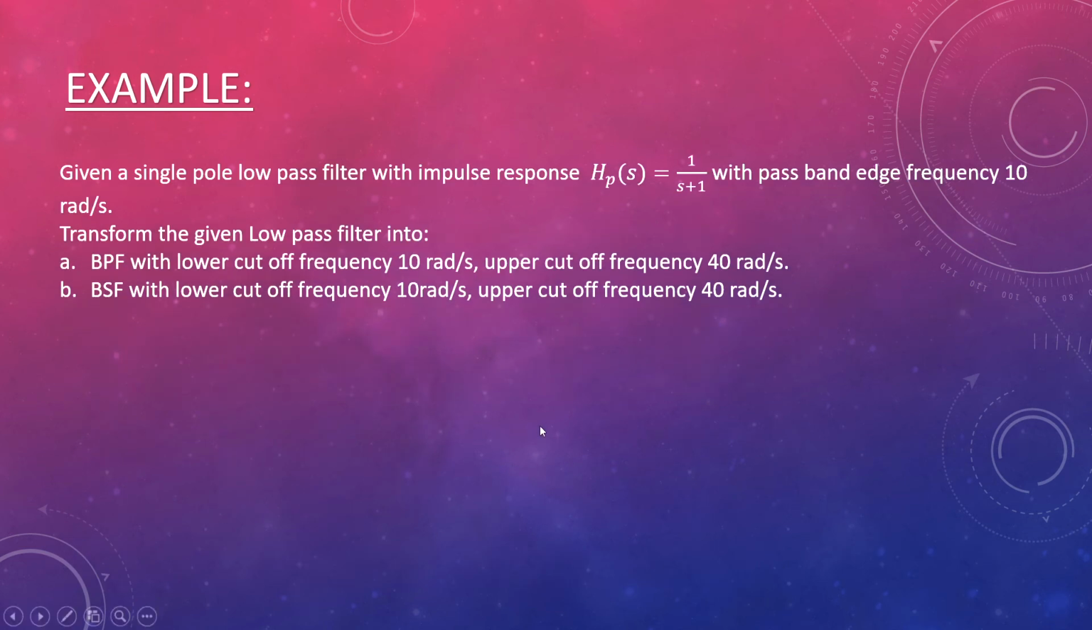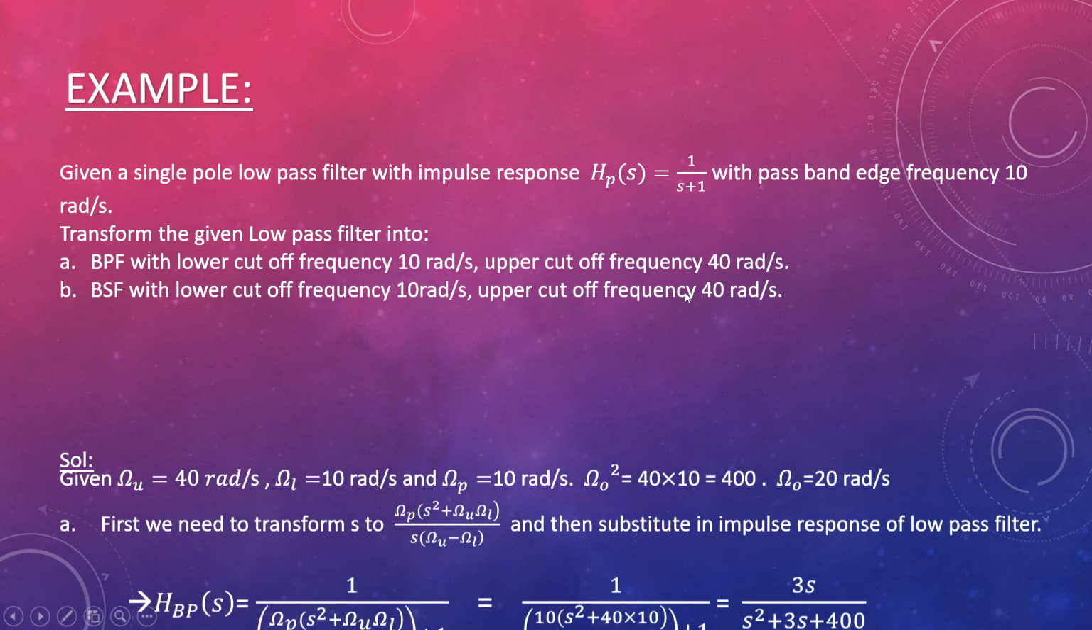Now we'll do an example. Here a single pole low pass filter is given with the transfer function 1 by S plus 1 and passband edge frequency of 10 radians per second. We need to transform this low pass filter into a band pass filter with lower cutoff frequency 10 radians per second and upper cutoff frequency 40 radians per second, and a band stop filter with lower cutoff frequency 10 radians per second and an upper cutoff frequency of 40 radians per second.